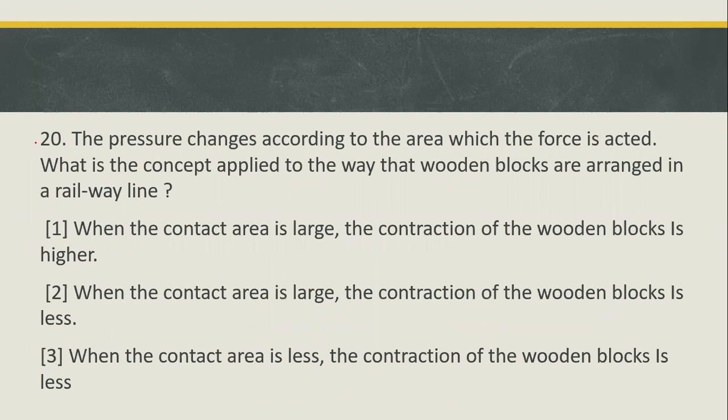Twentieth question. The pressure changes according to the area which the force is acted. What is the concept applied to the way that wooden blocks are arranged in the railway line? When the contact area is large, the contraction of wooden block is higher. When the contact area is large, the contraction of wooden block is less. When the contact area is less, the contraction of the wooden block is less.